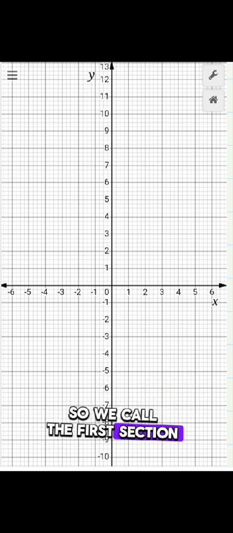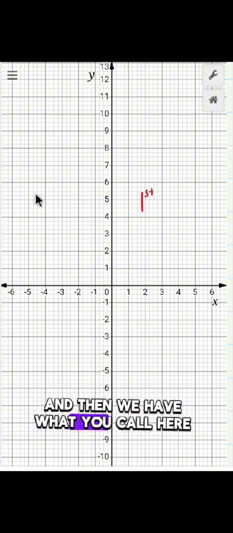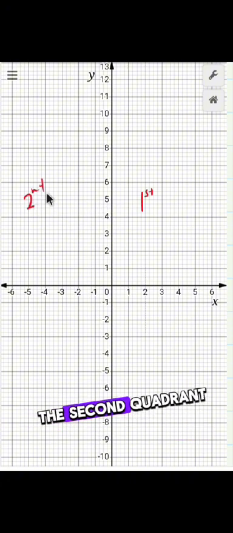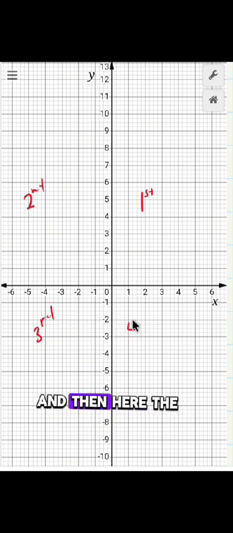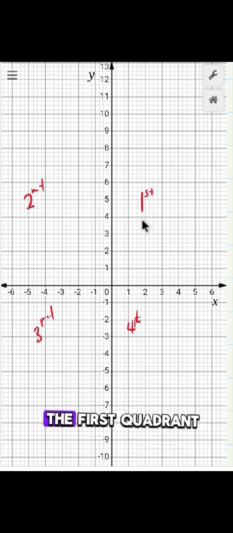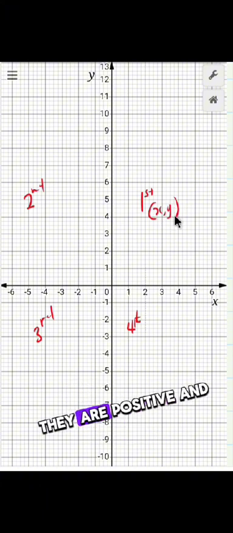We call the first section the first quadrant, then the second quadrant, then in this region the third quadrant, and here the fourth quadrant. Now you also notice that in the first quadrant, both the x and y values are all positive. So we have x here, y here, they are all positive.